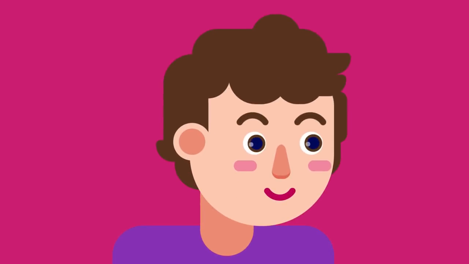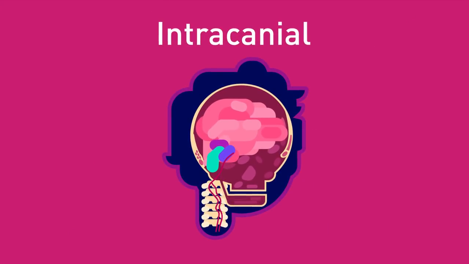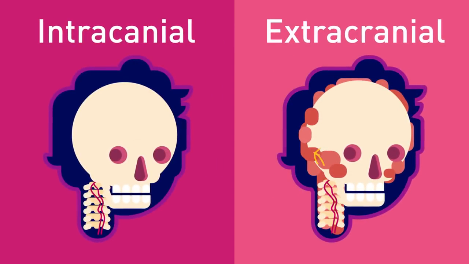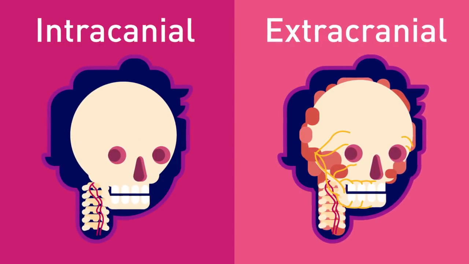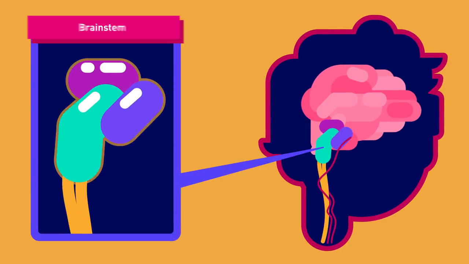The course of the facial nerve can be divided into two parts. Intracranial, the course of the nerve through the cranial cavity, and the cranium itself. Extracranial, the course of the nerve outside the cranium through the face and neck. Intracranial, the nerve arises in the pons, an area of the brainstem.